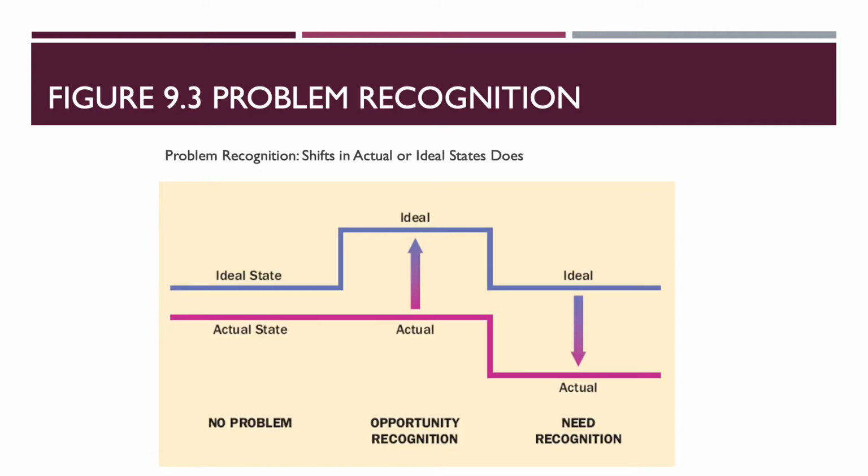Let's look at the problem recognition figure 9.3. The figure illustrates, as you see, the two causes of problem recognition. When the person experiences a decline in the quality of his actual state, it is called need recognition. When the person experiences an increase in the desire for his ideal state, it is called opportunity recognition. When the ideal state and actual state are in parallel, there is no problem. There is no problem recognition.